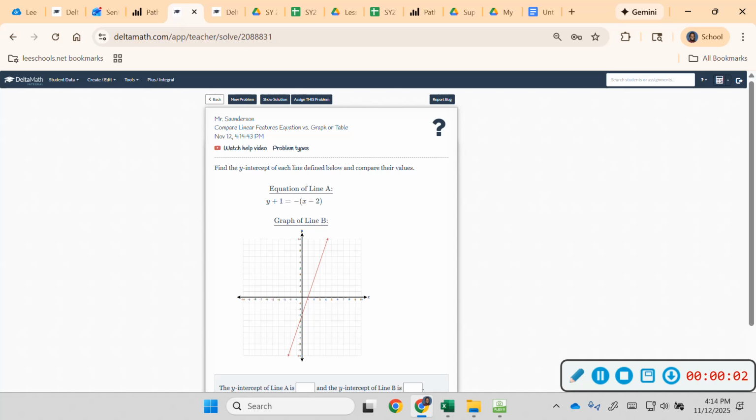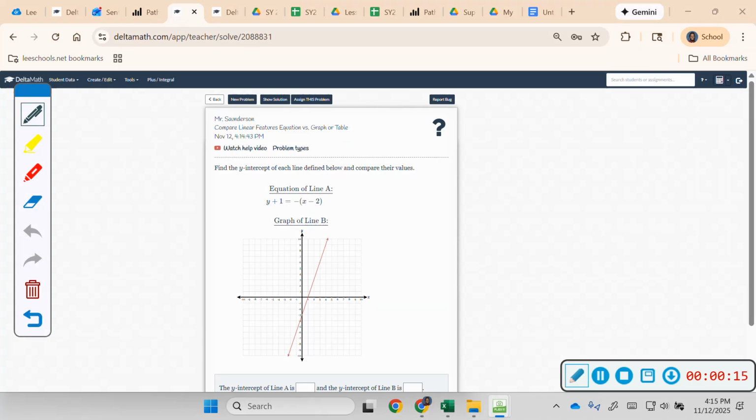Unit 4, linear absolute value functions, question number 6, I believe. It says, find the y-intercept of each line defined below and compare their values. To find the y-intercept, we need to first convert it from point slope form into slope intercept. Point slope form is y minus y1 equals m times (x minus x1). You need to convert it not to standard form, because standard is ax plus by equals c, but into slope intercept, which is y equals mx plus b. So not standard, slope intercept.